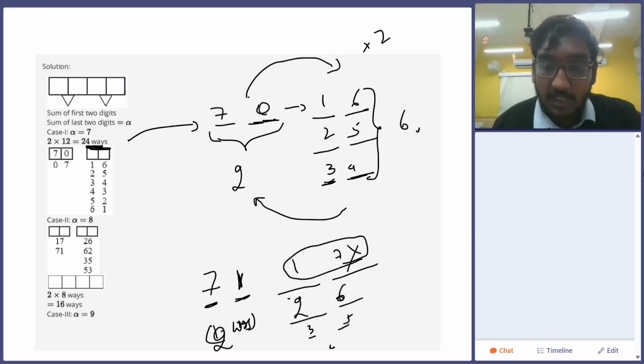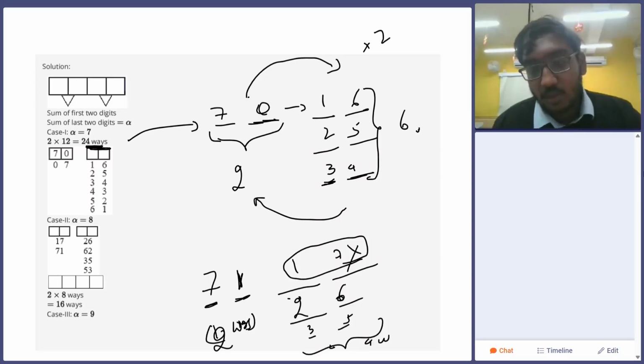So the only possibility is 2, 6, 3, 5, 5, 3 and 6, so just multiply by 2. So this is basically 1, 7 or 2, 1, 2 ways, okay? And this is 2, 6, 3, 5 or 5, 3, 6, 2, 4 ways, okay? So totally 8, and again there can be a swapping, okay? So 8 into that is 16 ways, okay?